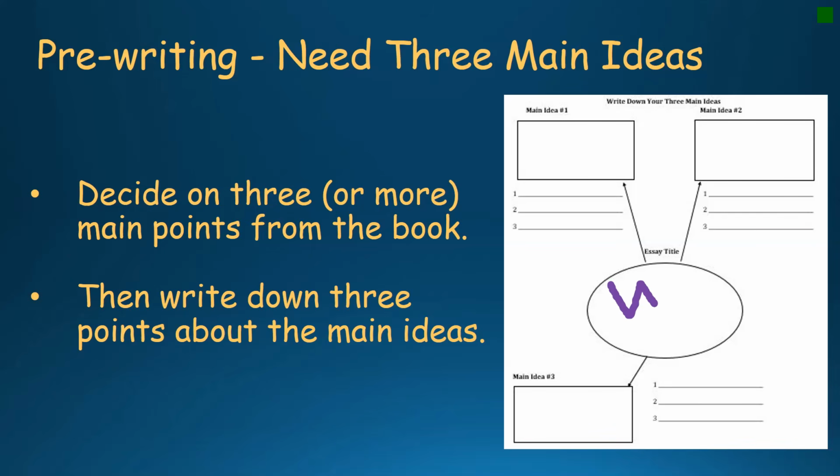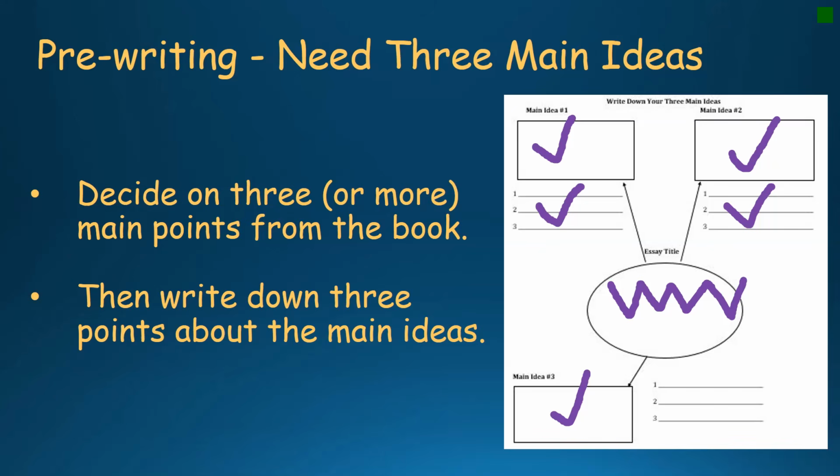The title of your essay is going to go right here. So you're going to think of something nice and creative that's going to draw the attention of your reader. Once you have your essay title, then you're going to pull out from the book that you read 3 main ideas. And these are 3 big points that the book made. Then after that, for each main idea, you're going to give your reader 3 points about those main ideas.